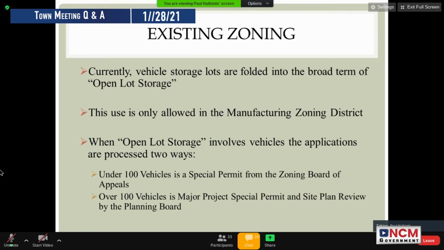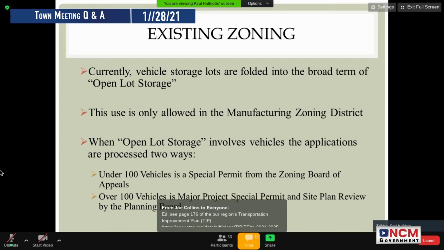Right now, open lot vehicle storage is only allowed in the manufacturing zone. And that's one of our valuable zoning districts. We still have a lot of manufacturing businesses in town that employ a lot of people, and they generate a lot of tax revenue. And so what we have been observing is that the remaining land in our manufacturing zone is getting gobbled up with these parking lots, these open lot storage. And what we found is that the way the regulations currently regulate open lot storage is that the lots with fewer than 100 vehicles are approved by the Zoning Board of Appeals, special permits, but those storage lots that have over 100 vehicles are regulated by the Planning Board through a major project special permit.